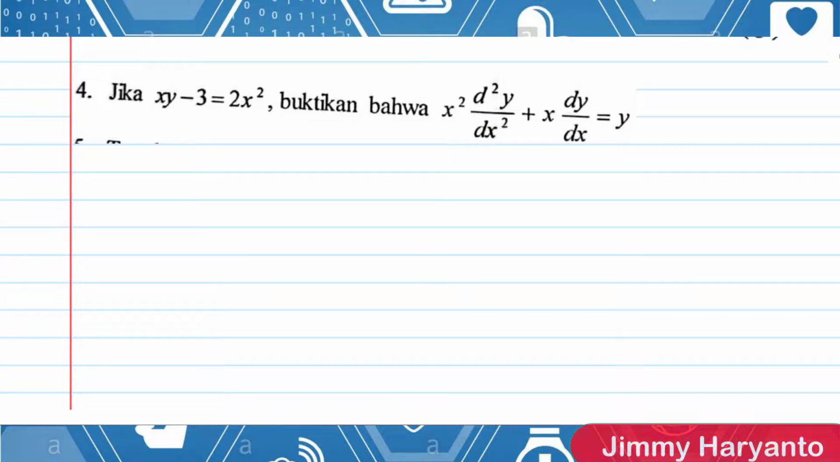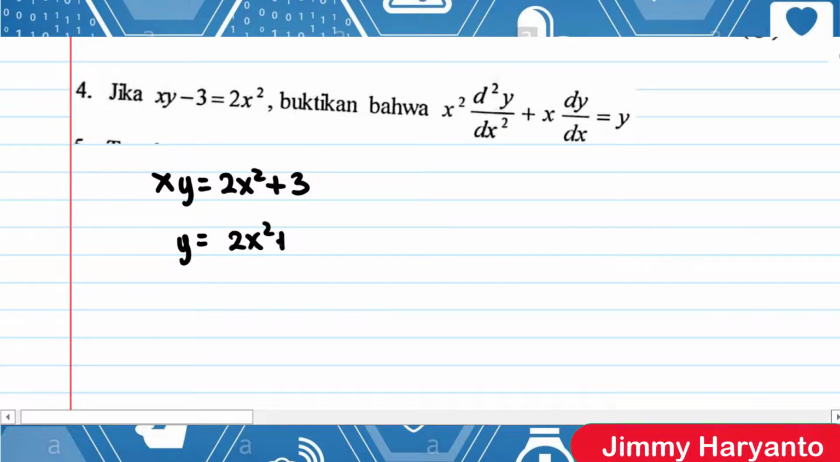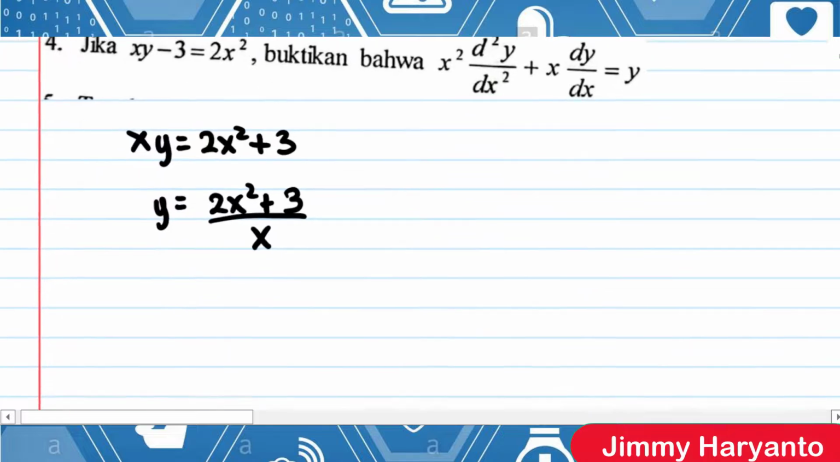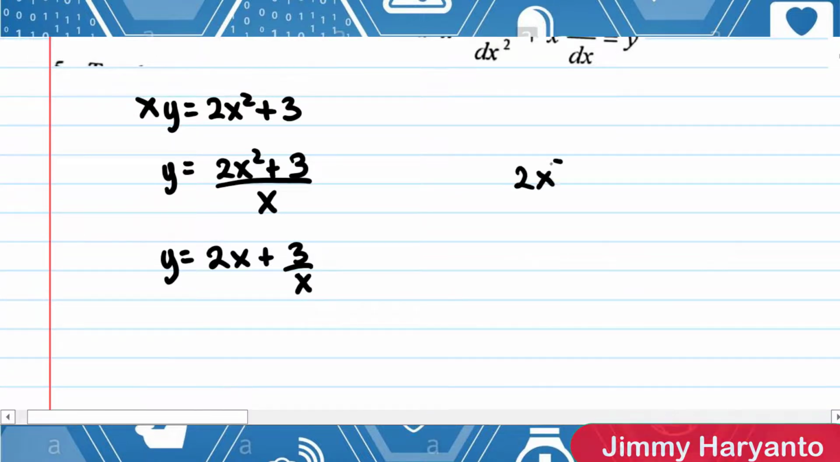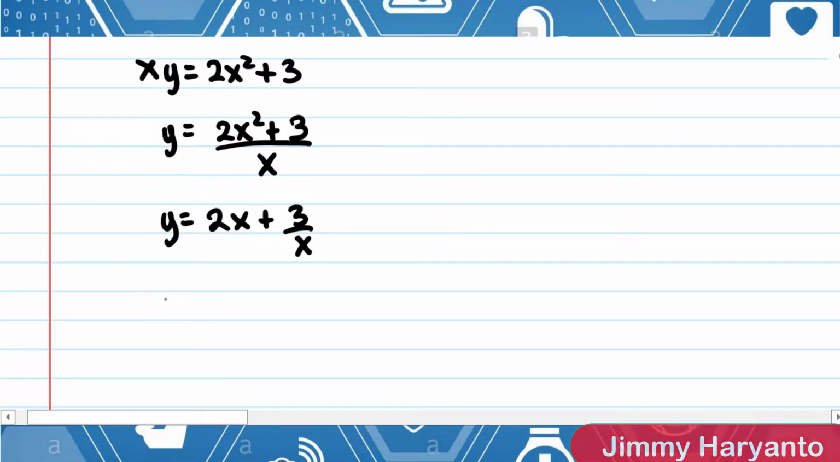And the last one is number 4. We have xy minus 3 equals 2x squared. So we have to change the expression into y equals. So xy equals 2x squared plus 3, and then y equals (2x squared plus 3) over x. So we already have the y. Let's divide them. 2x squared divided by x, cross out the x, you will get 2x, and then 3 over x, you cannot do anything with that. So y equals 2x plus 3x to the power of negative 1.